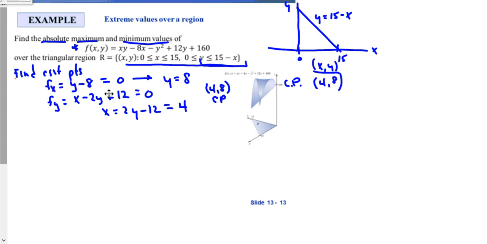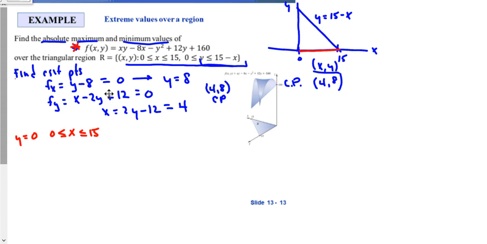Next thing we want to do is look at the boundaries. To get absolute maximums and minimums, you always have to look at boundaries as well as critical points on the inside. So the boundaries of this region are made up of 3 segments. I'm going to look at the 3 segments. Let's look at this segment first. Those are all points where the y value is 0 and the x goes from 0 to 15. So what I want to find is what this function's values look like for those points.